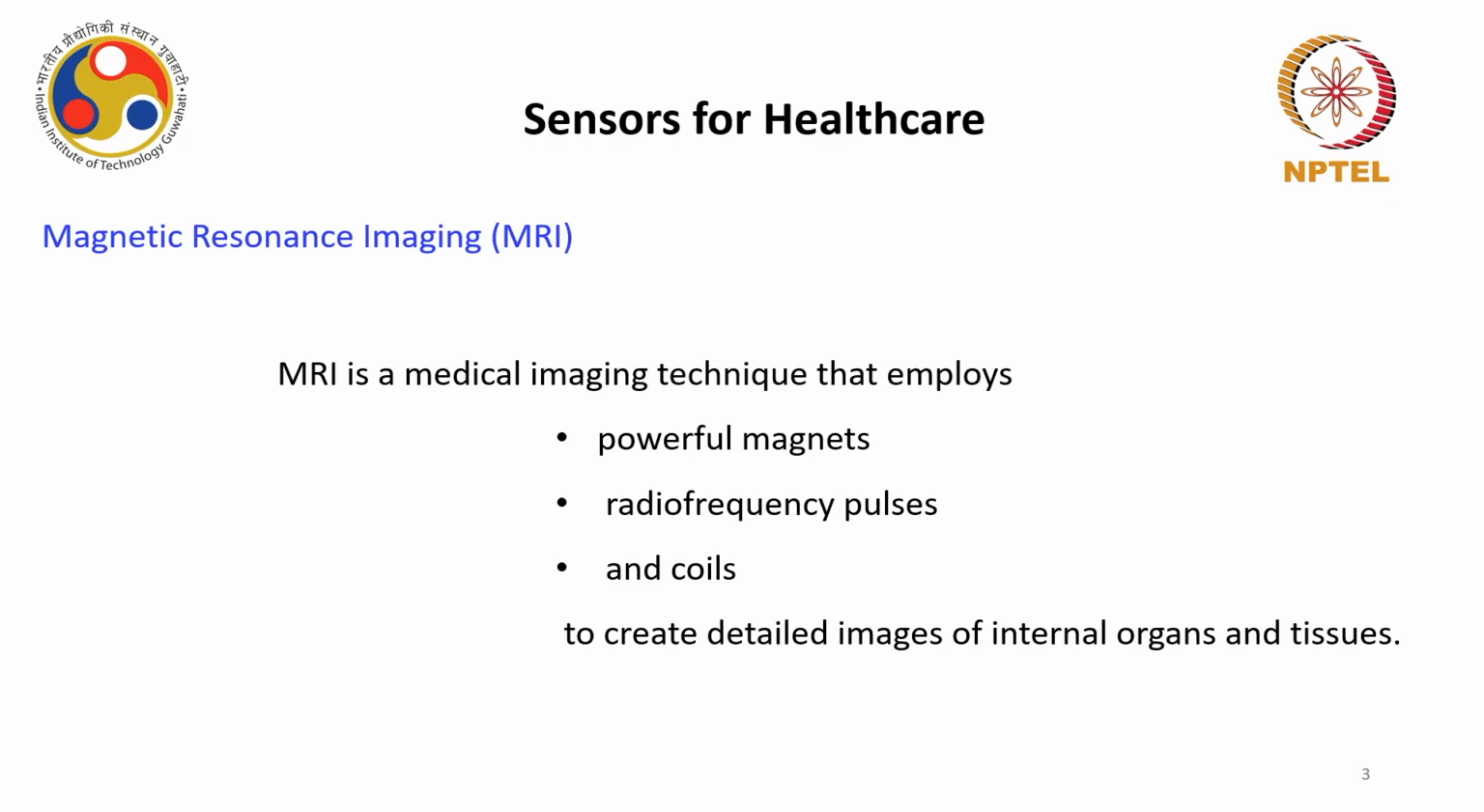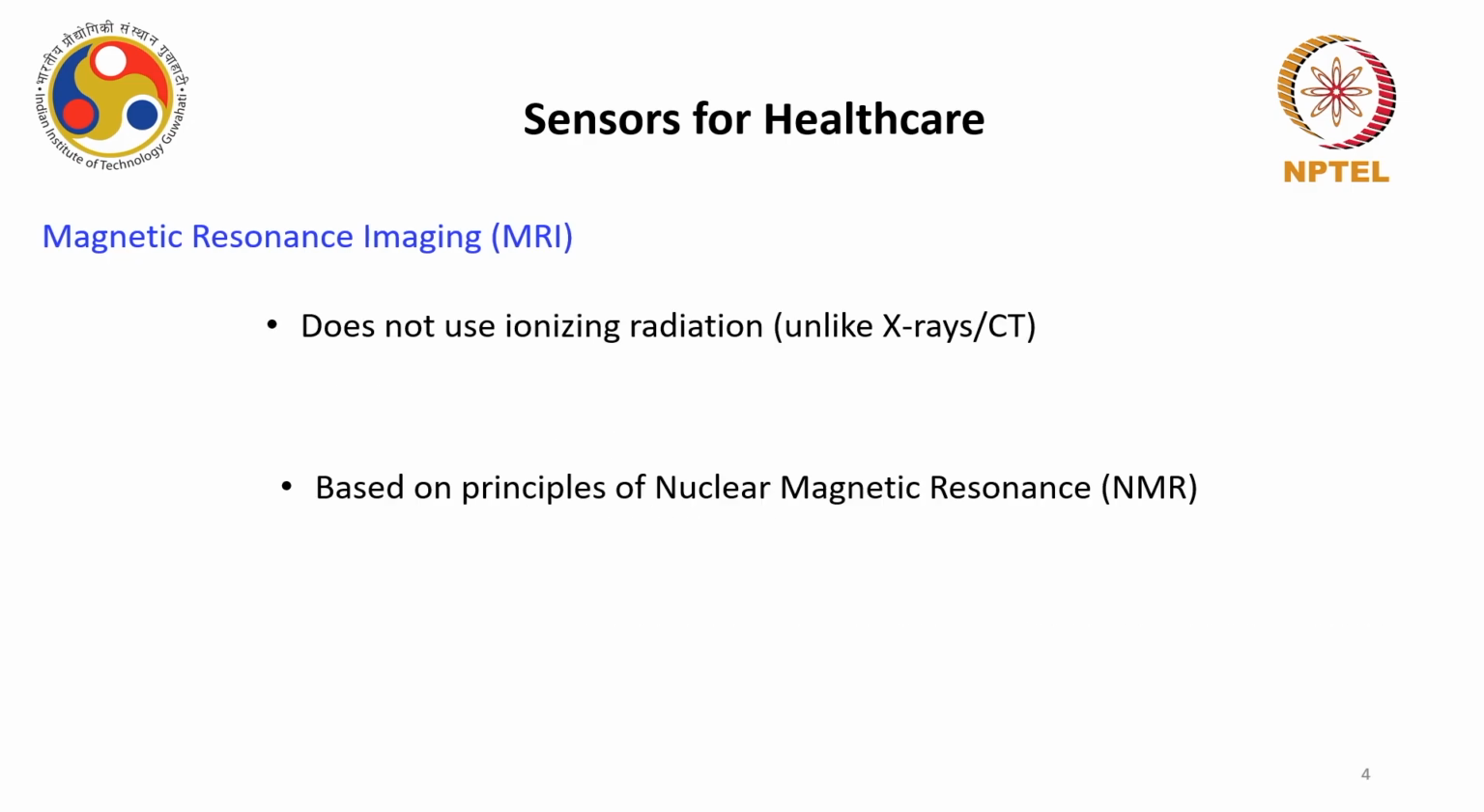MRI is an imaging technique that employs magnets, radio frequency pulses and different coils to create detailed images of the internal organs or certain tissues. MRI doesn't utilize any ionizing radiation. Like X-rays and CT scans, they use certain ionizing radiation, but MRI is different from that. It doesn't require any ionizing radiation.